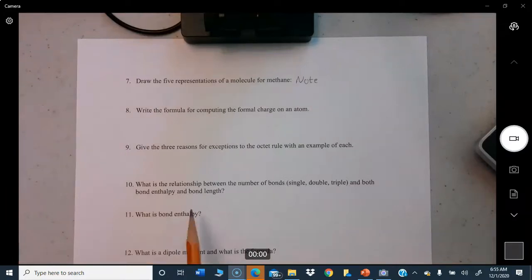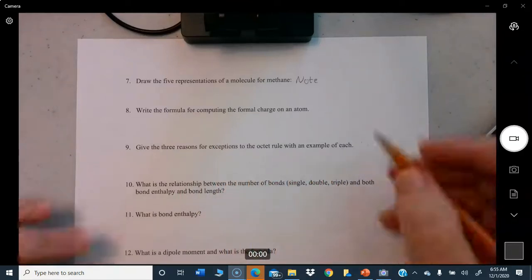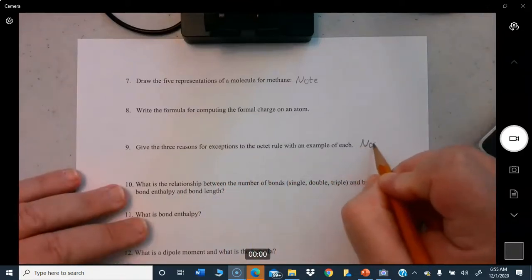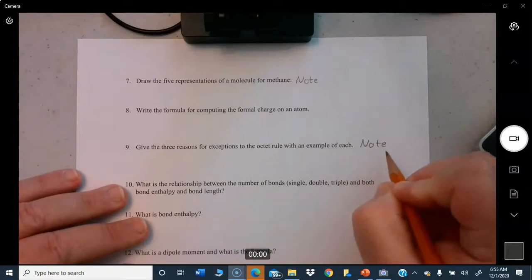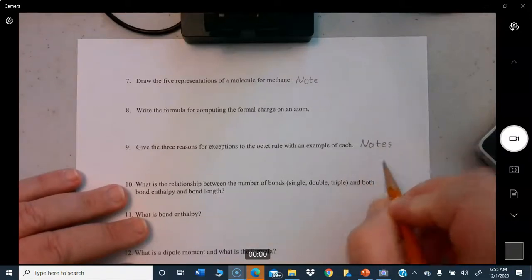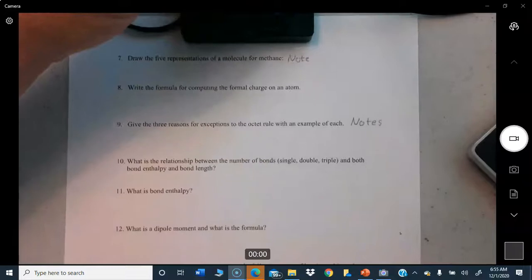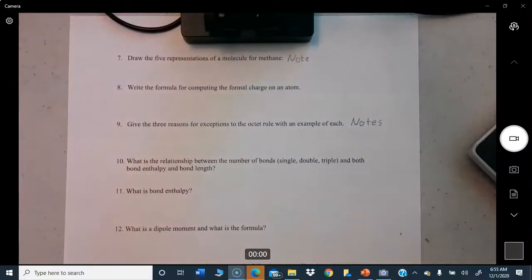Okay, write the formula for computing the formal charge. That's in the notes and in the video. Give 3 reasons for exceptions to the octet rule. That's in the notes only. I gave you one of those in the video, but the other 2 are in the notes only. One of them you won't understand about extended octet until we get to the unit after the Christmas winter break.